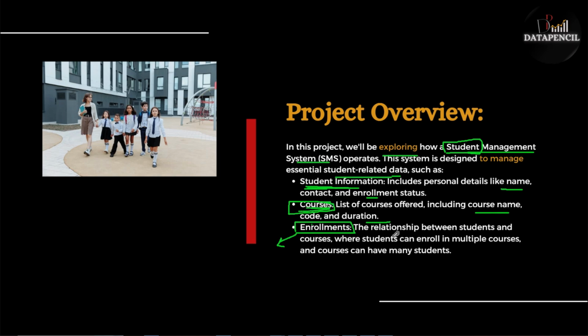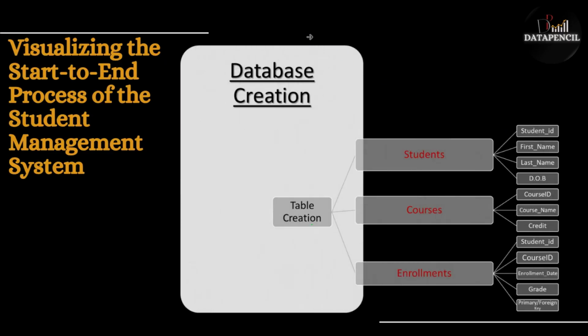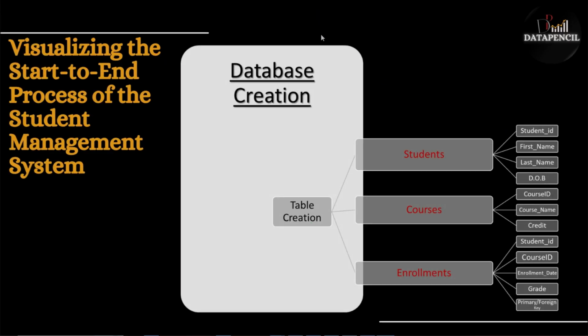So let's understand what I'm saying in a more easy way. At the very first step, what are we going to do? We will create the database. Fine. Then we will come to create the tables, different tables. Here we will create 3 tables: student, courses, and then the enrollment.